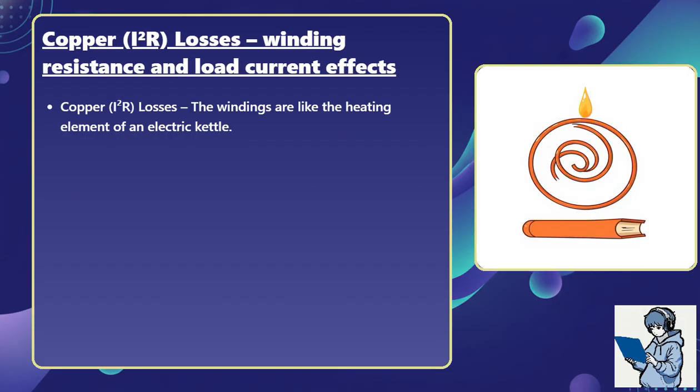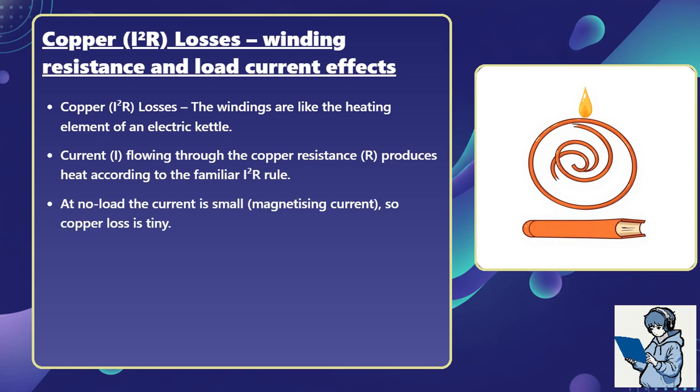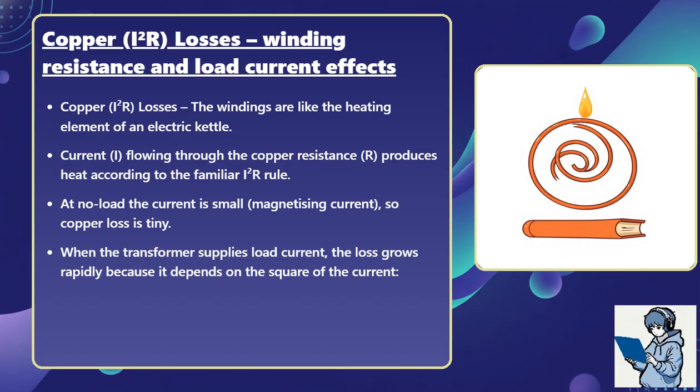Copper I²R losses. The windings are like the heating element of an electric kettle. Current I flowing through the copper resistance R produces heat, according to the familiar I²R rule. At no load the current is a small magnetizing current, so copper loss is tiny. When the transformer supplies load current, the loss grows rapidly because it depends on the square of the current. P copper equals I² times R.